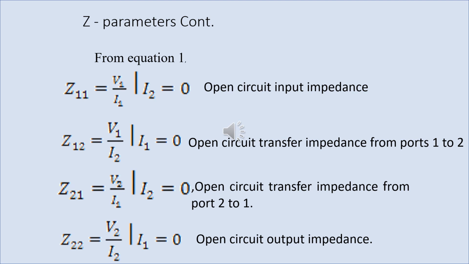And our Z22 will be V2 over I2 when our I1 equals 0, and that is called open circuit output impedance.